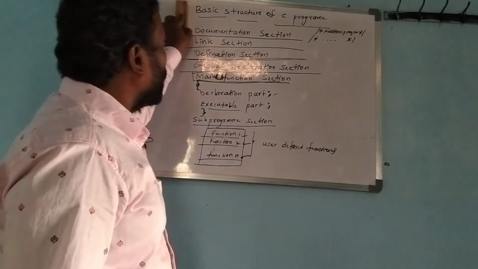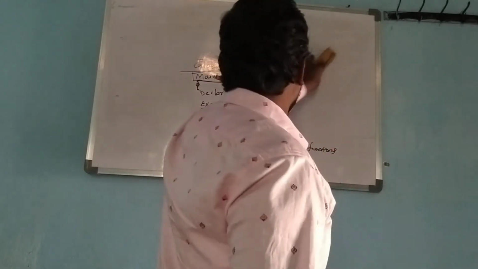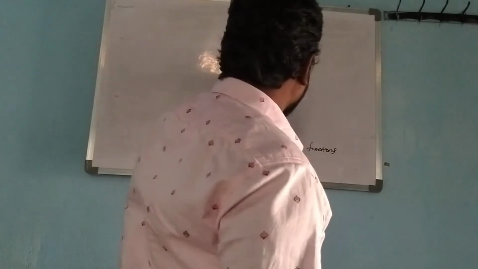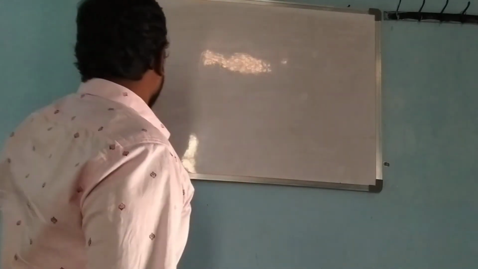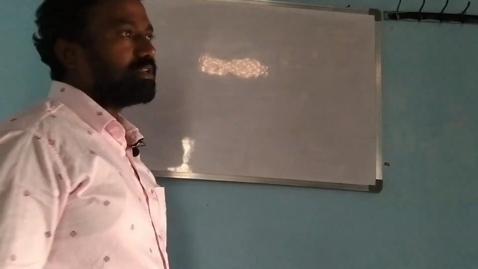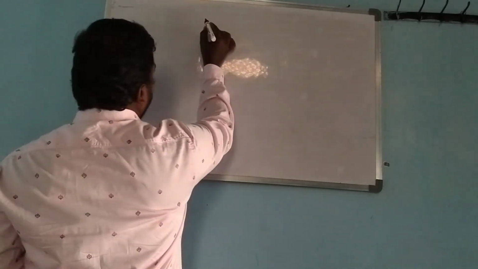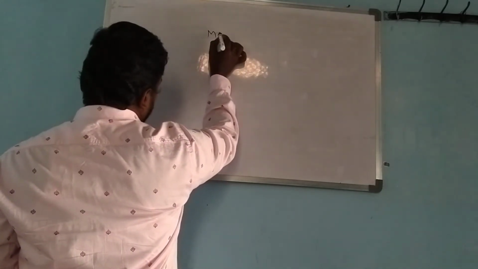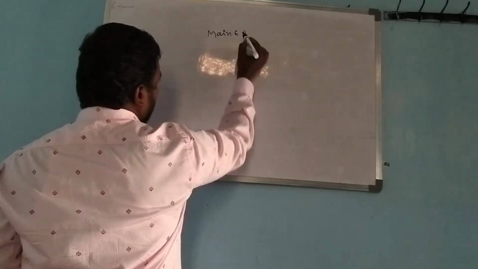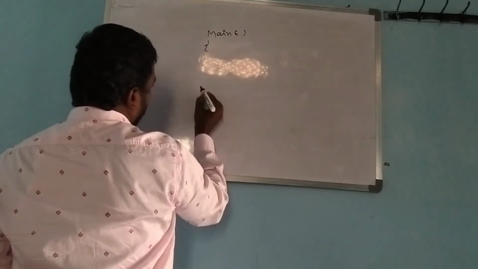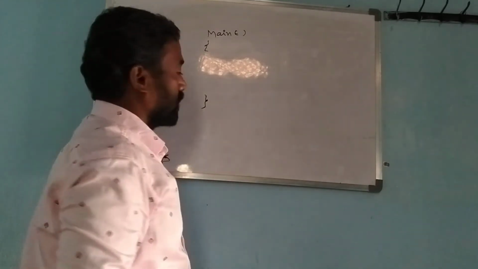Next I have to give a simple basic structure related program for C programming. So I would like to discuss a simple C program. Every C program starts with the main function. The main function contains open and close parentheses, and open and close brackets. This is the basic structure.